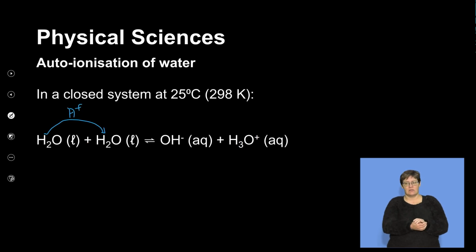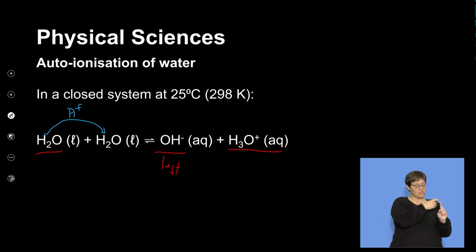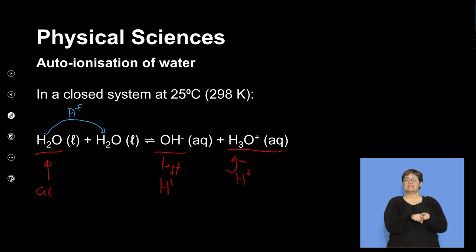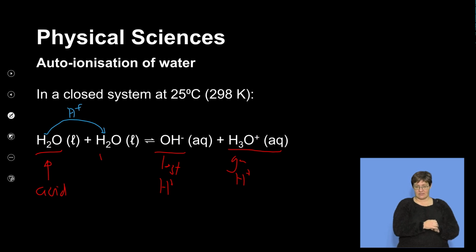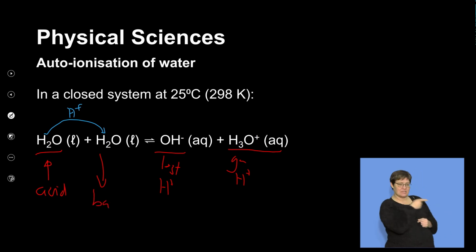What's happened to that one, the second one? It has become a hydronium ion. And this one, which was water, has become hydroxide. This one has lost a hydrogen ion, and this one gained the hydrogen ion. And so that's the process. We would say this water molecule is behaving like an acid, and this one is behaving like a base, because it's accepting a hydrogen ion.